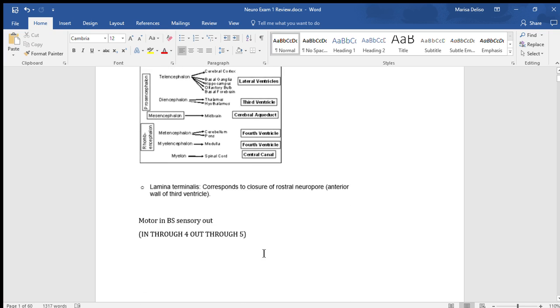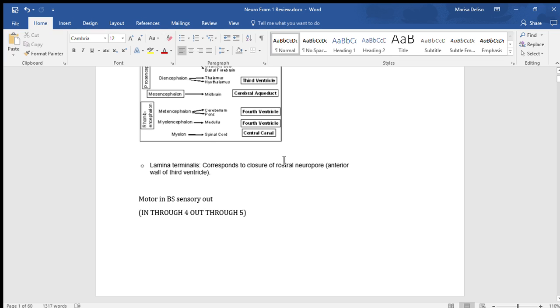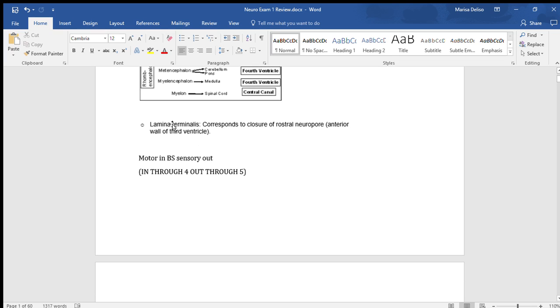I like this picture in Essentials, so I just included it there. Myelin is the spinal cord, if you haven't seen that word before. Lamina terminalis is a really obscure thing, but I was going to ask, what is it? It's the closure of the rostral neuropore. So we know that we have rostral and caudal, and if we don't close our caudal neuropore, we have spina bifida, right? If we don't close our rostral neuropore, we have, yes, exactly, anencephaly.